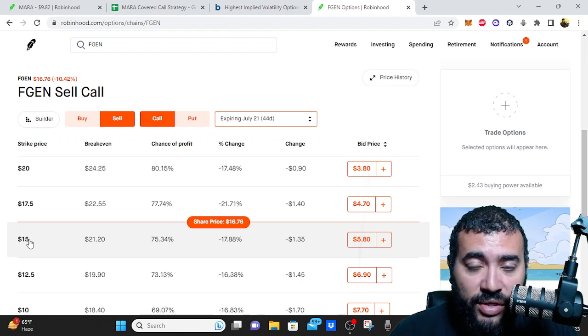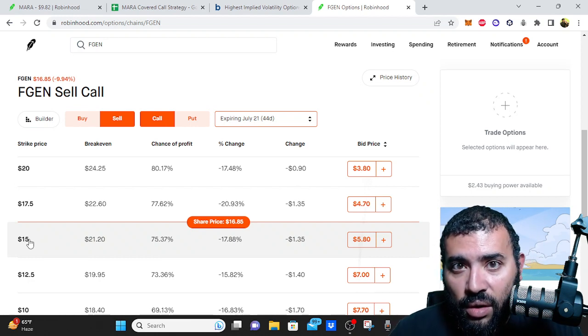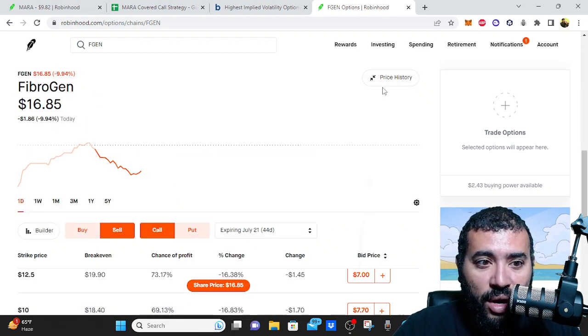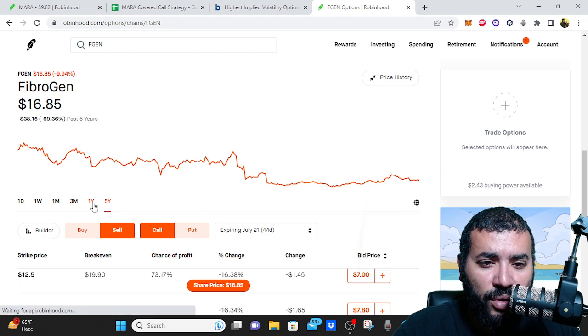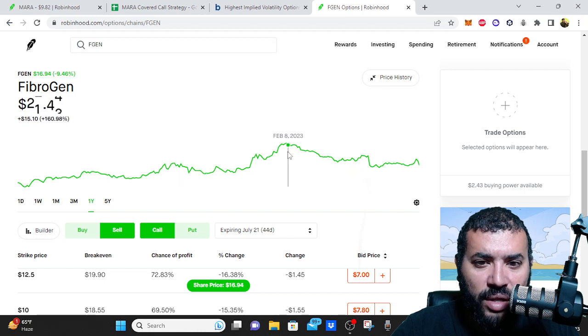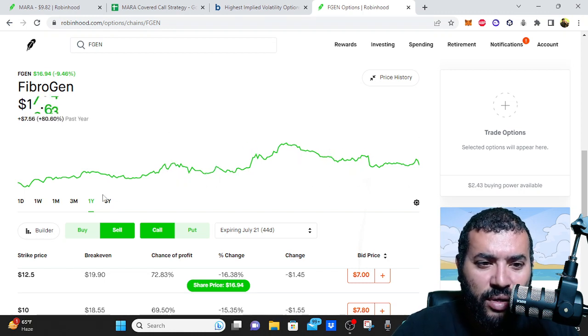The only risk is if this goes below $15. And if it does, all right, sell another call. The chances of it going to zero, based off of what I'm seeing from the price chart, are pretty low. Let me show you a one-year price chart here. You can see it's been pretty boring here, just slowly climbing. It hasn't really had any major collapses here.